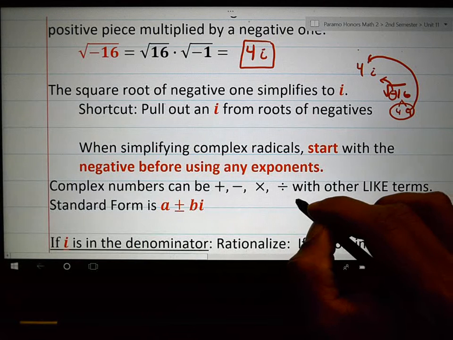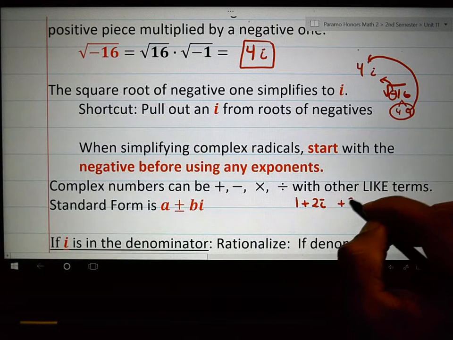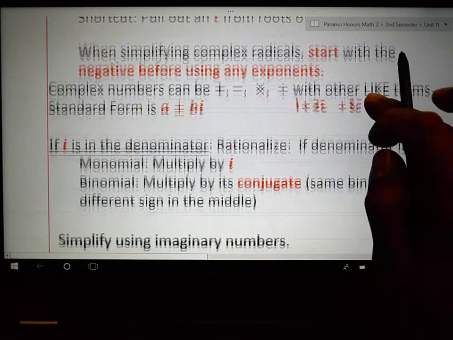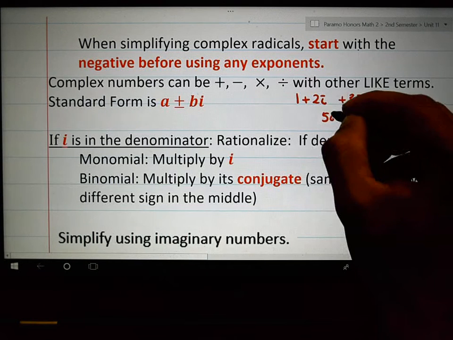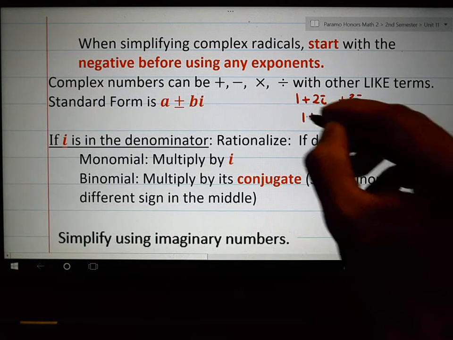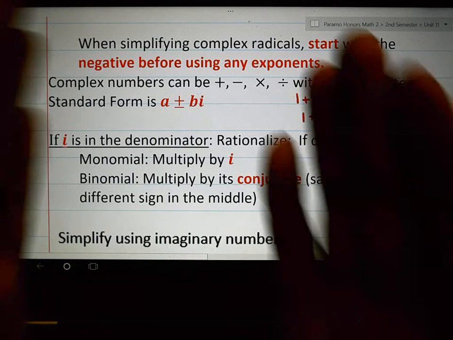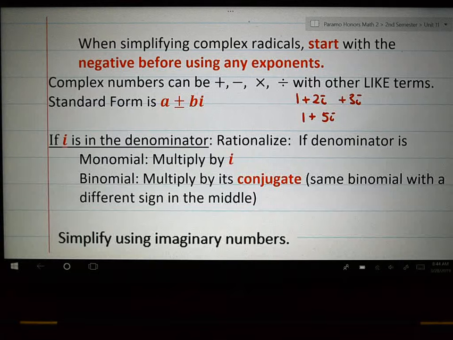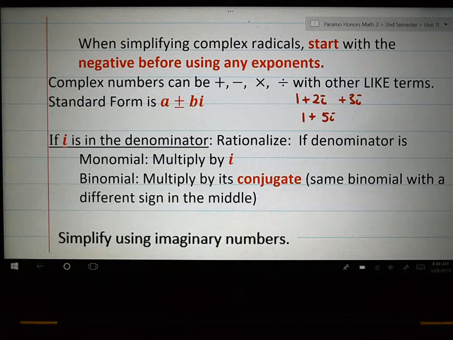So if I have, let's say, 1 plus 2i, and I want to add 3i to it, 2i can combine with the 3i. 2i plus 3i is 5i. And you cannot add the 5i with the 1 because they're not like terms. Only the i's can combine with other i's when we're adding and subtracting. Adding and subtracting, roots can only be added to their same roots, and you just add the coefficients.